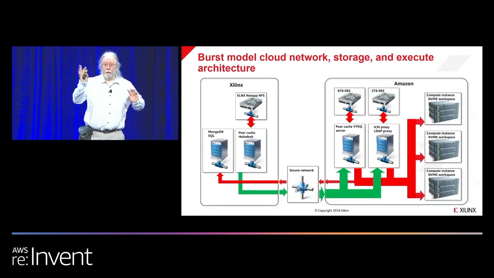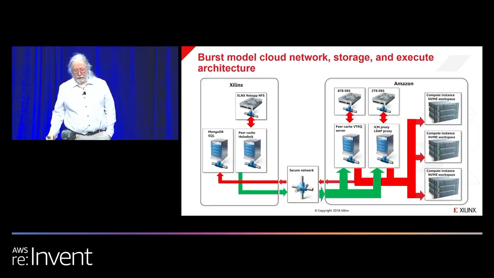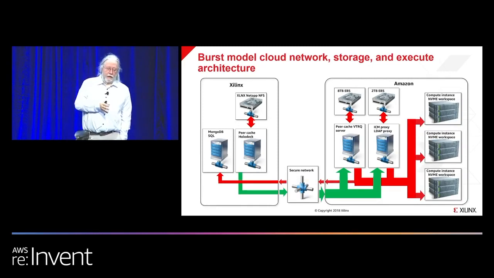Architecture-wise, here are cartoony diagrams so you can kind of see what we do and how we do it and why. Typically on the Xilinx side, we use PeerCache as a holodeck server that looks at all your NFS file systems and packages them to be sent across to Amazon. We also have a number of MongoDB and SQL DBs that stay on our side. And typically we use NetApps for our NFS file service, and those feed into the PeerCache holodeck.